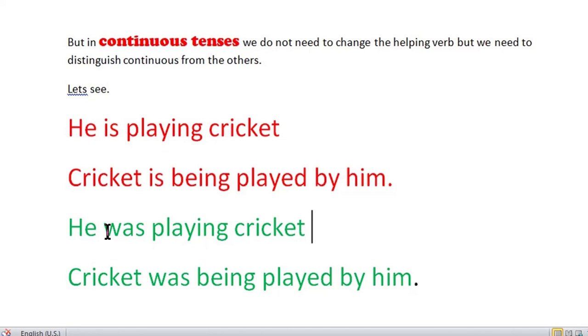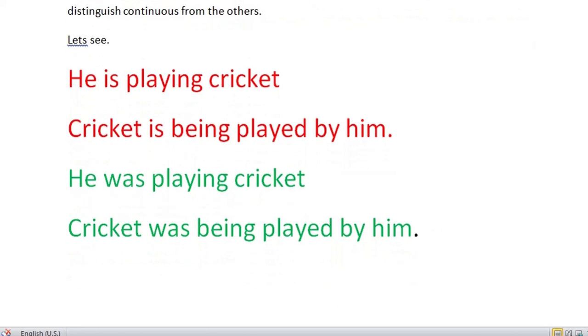Okay, we don't need to change the helping verb. What we have to do is just change the positions, and "was" stays, "play" changes into "played", and "ing" will be changed into "being". So: cricket was being played by him. It's so easy. I just have to make 3 changes, and we can make the passive voice of any sentence.